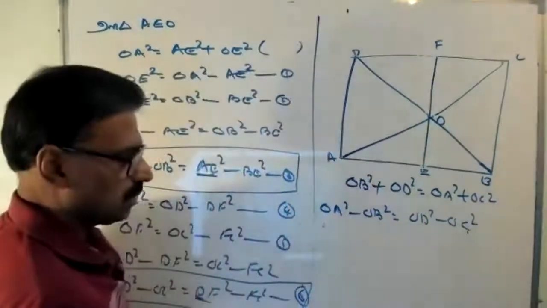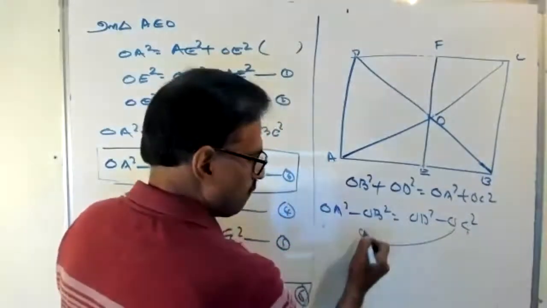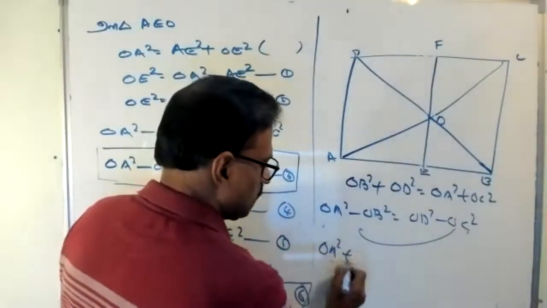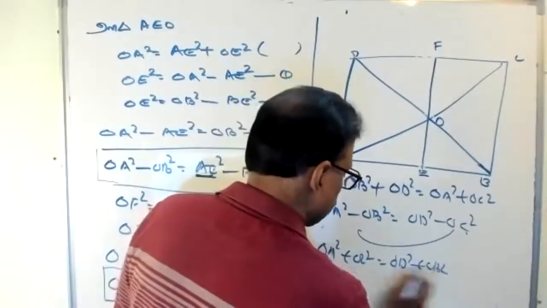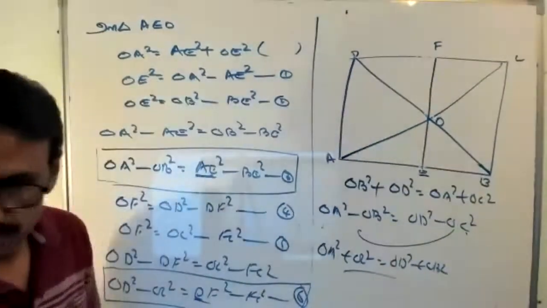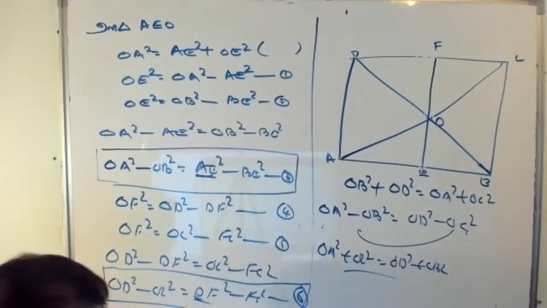Okay. So take this one coming here. OA square plus OC square equal to OD square plus OB square. Finish. Okay. So that construction part is important. You have tried that. Okay, finish it fast.